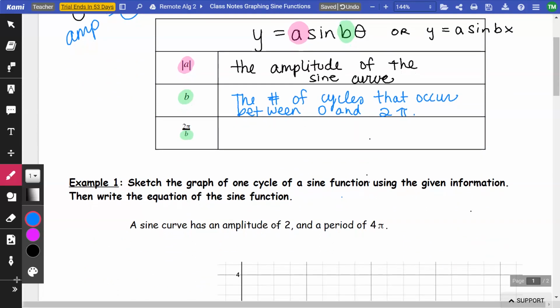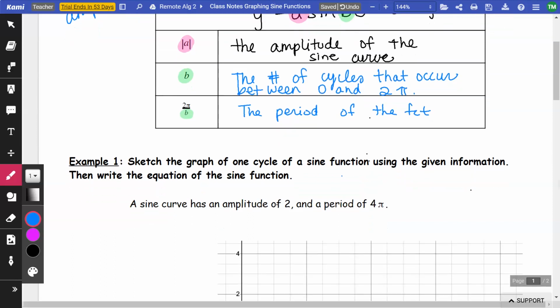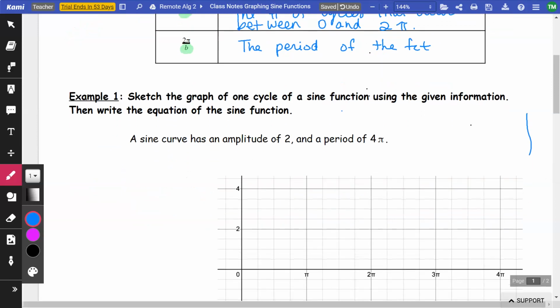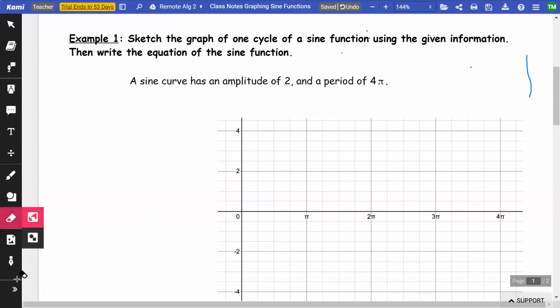And then 2 pi over b is what we can use to find the period of the function. And remember, the period of the function is just that horizontal distance of a single cycle. So 2 pi over b tells us what the actual period of the function is. b is the number of cycles that occur between 0 and 2 pi, and then the absolute value of a is the amplitude of the sine curve. So let's apply this information to some equations.